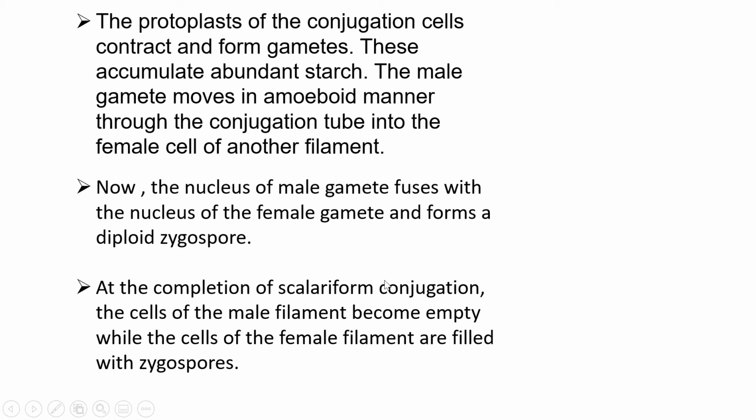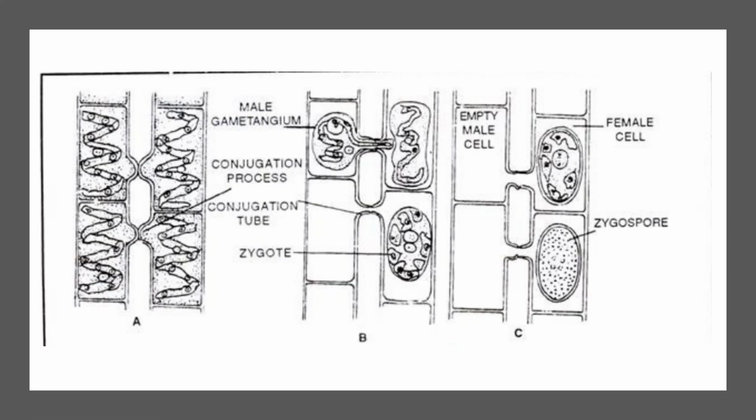At the completion of scalariform conjugation, the cells of the male filament become empty while the cells of the female filament are filled with diploid zygospores. Here we can see the male cell is now empty, and in the female cell the male nucleus fuses with the female nucleus to form the zygospore. Here the male cells are on the left side and the female cells on the right side, but it doesn't have to be that way. The female cell can also be on the left side and the male cell on the right side. So scalariform conjugation looks like this and happens in this way.